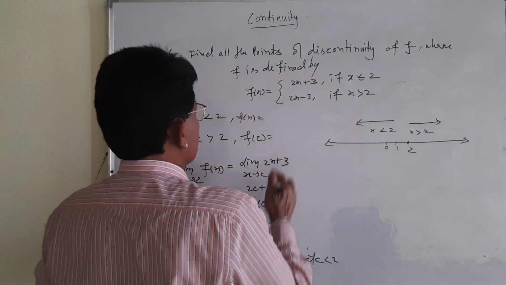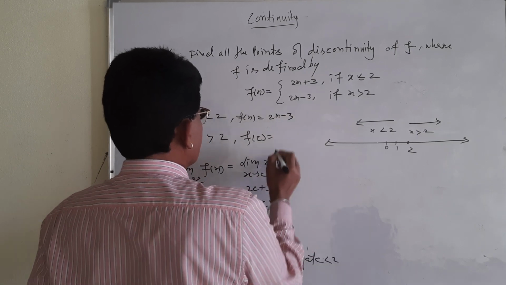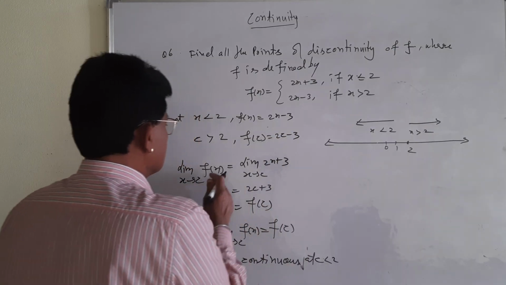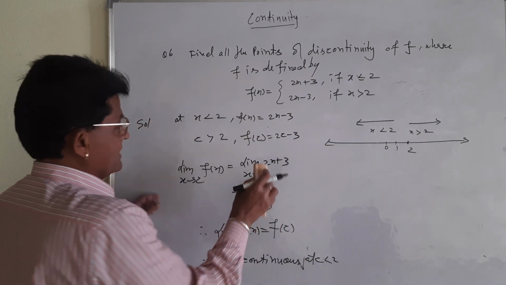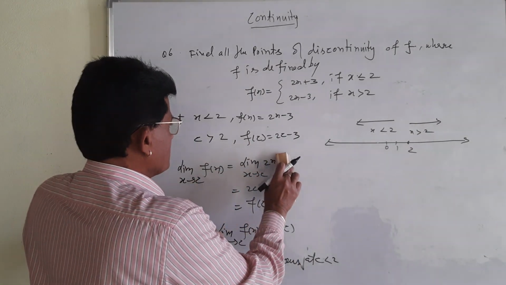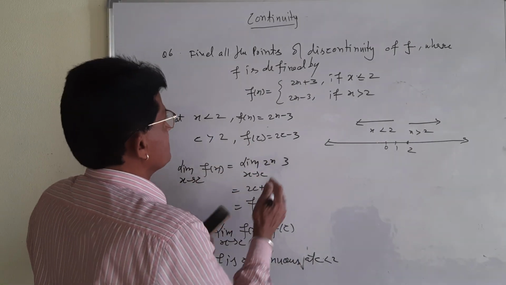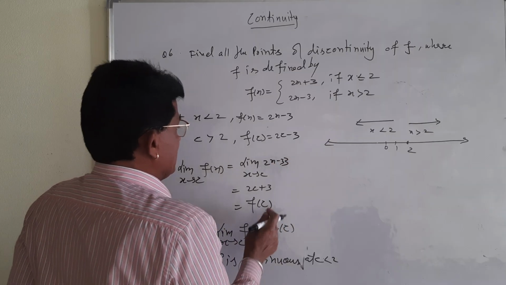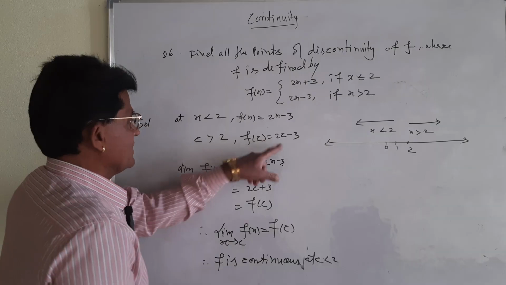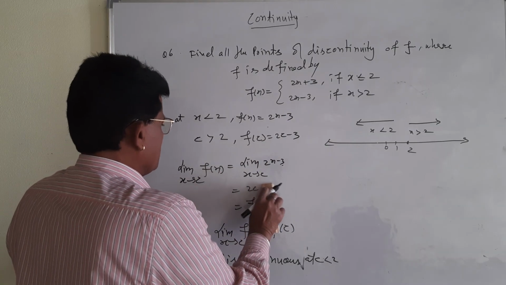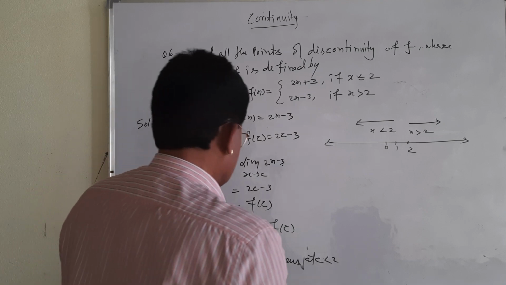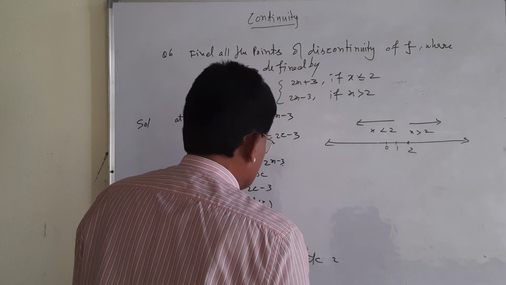This will be the function, 2x minus 3. f(c) is 2c minus 3. Similar kind of thing you take. Greater than c, you must keep in mind that always the value will be this one, 2c minus 3. And this is the same value as f(c). The function is continuous at what value?